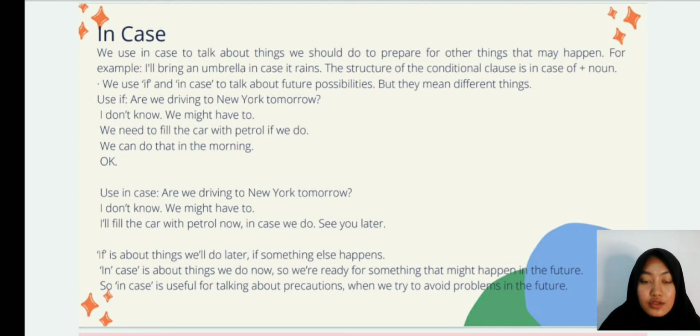Example, using in case: Are we driving to New York tomorrow? I don't know. We might have to. I'll fill the car with petrol now in case we do. See you later. If is about things we do later, if something else happens. In case is about things we don't know, so we're ready for something that might happen in the future. So in case is useful for talking about precaution, when we try to avoid problems in the future.